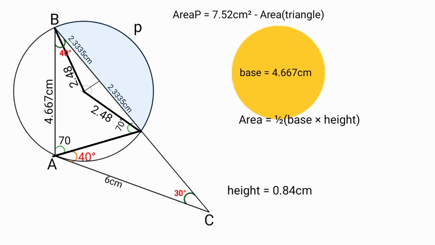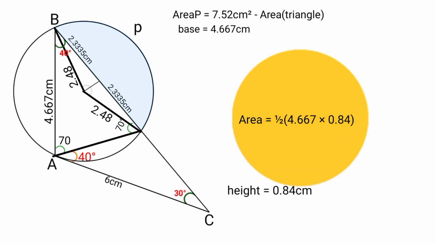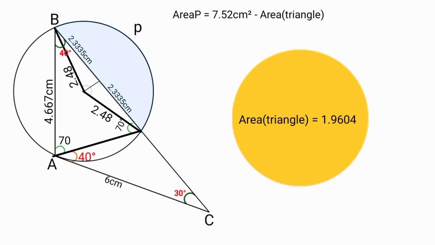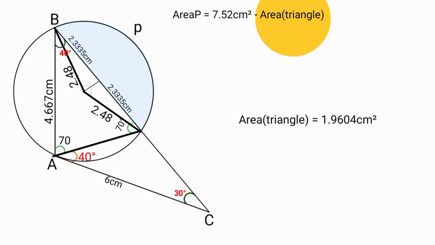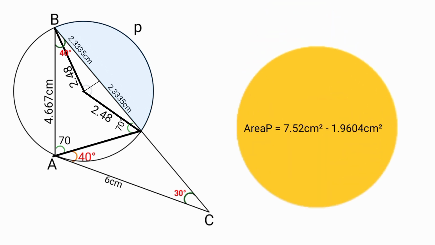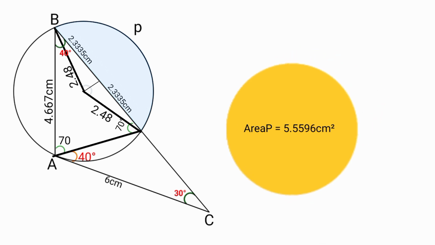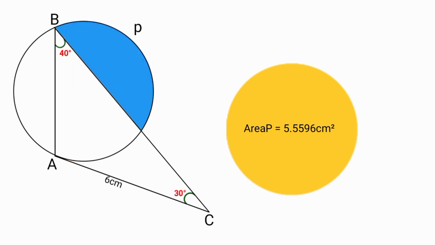And we have the base to be 4.667. Substituting into this here, area of triangle equals 1 over 2 times 4.667 times 0.84, which if you press your calculator equals 1.9604. So area of triangle now equals 1.9604 centimeters squared. Substituting here now to find the area of segment P. Now area of segment P equals 7.52 minus 1.9604, which is 5.5596 centimeters squared. So we find the area of segment P to be equal to 5.5596 centimeters squared.